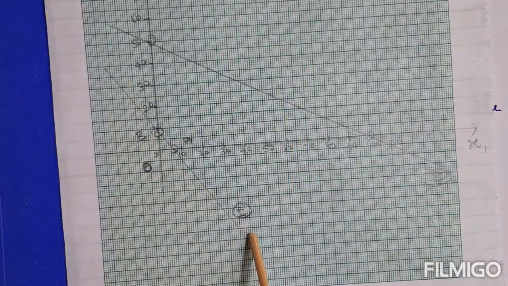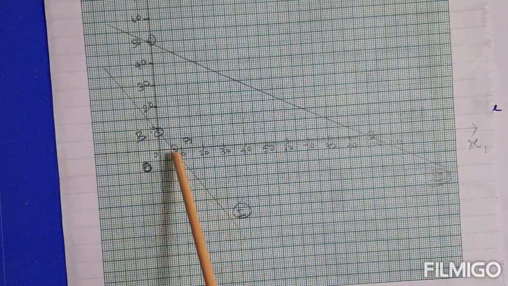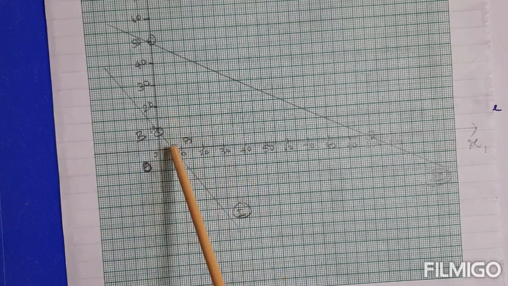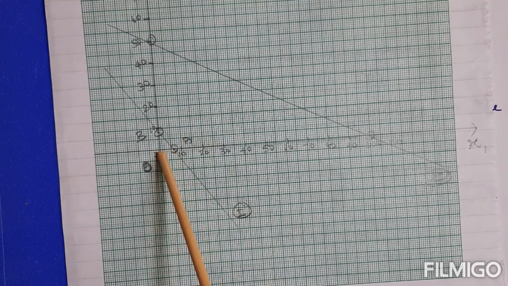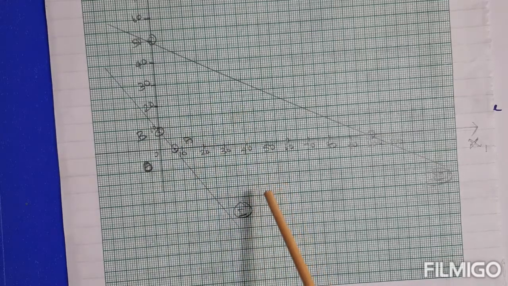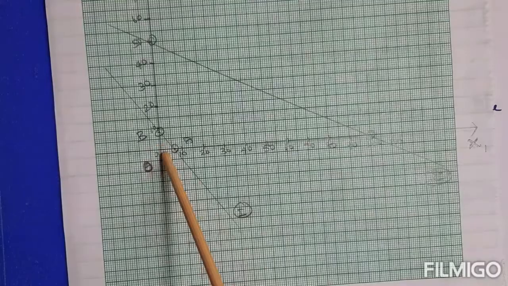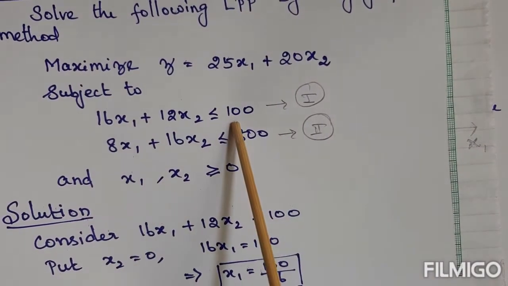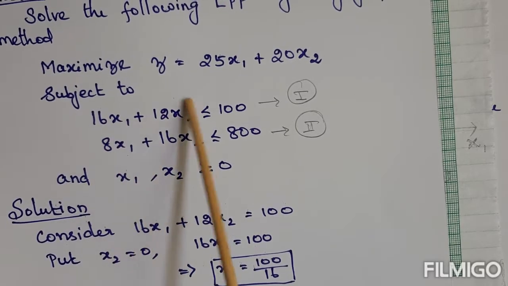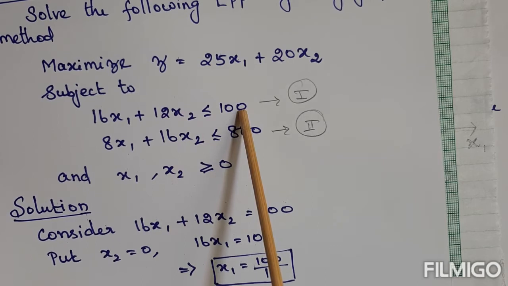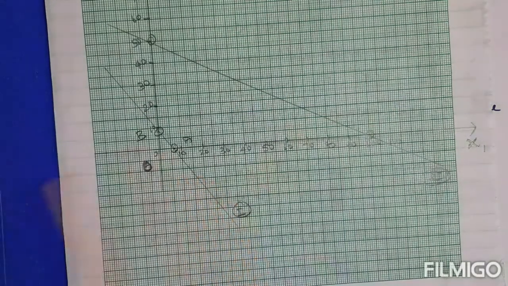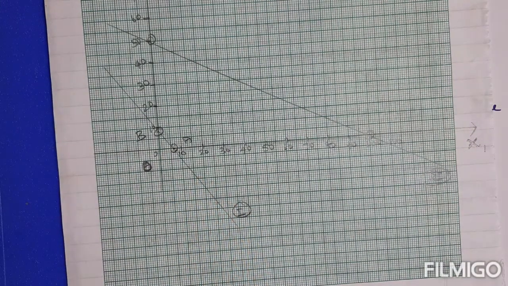Now, we have to decide either this region or that region. So, we can take any point and check either this region or that region. Now, I take the origin 0, 0 in the first inequality, that is 16 times of 0 plus 12 times of 0, that becomes 0. 0 less than or equal to 100. Is it true? Yes, of course. Then, this is our region.